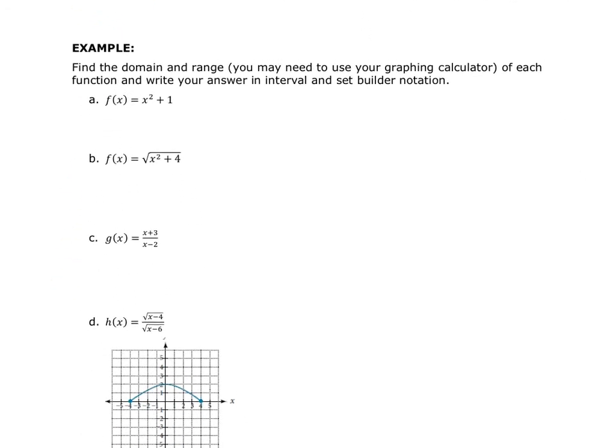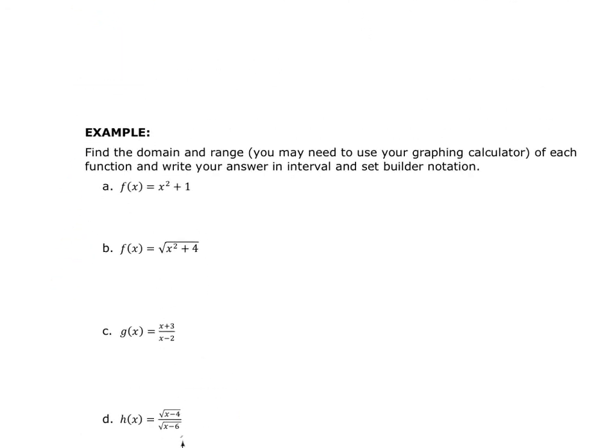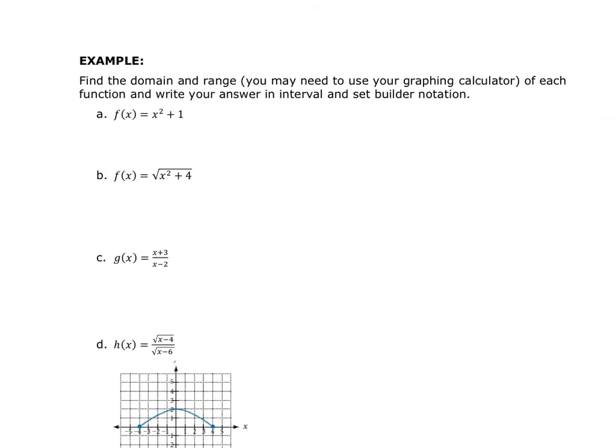So here we go. I'm just going to start with these examples, A through D. The graph is not included in D. That's a different example. So which one, A through D, would you like me to do? C? D? Anyone else? D? So I'm guessing D. Okay, so I'm going to go ahead and do D.